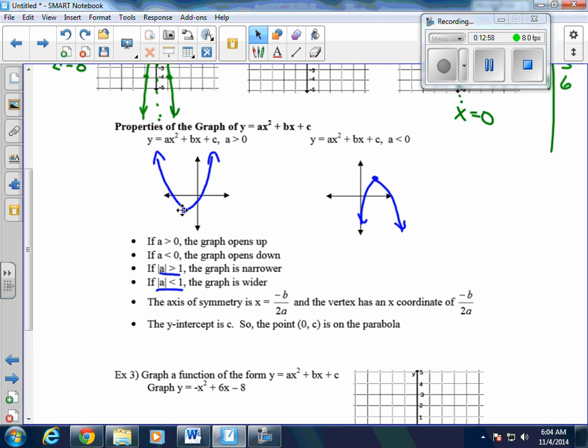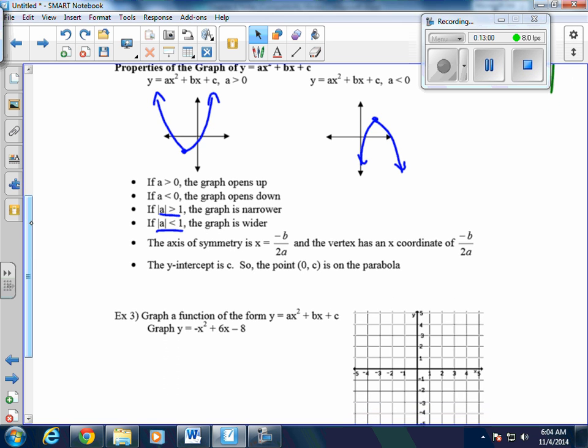The axis of symmetry is x equals -b over 2a. This is probably the most important piece of information that you need out of this section, make sure that it gets on your note card. X equals -b over 2a. That is how you find the axis of symmetry of any quadratic function in standard form.